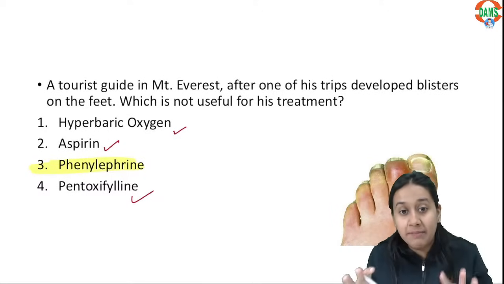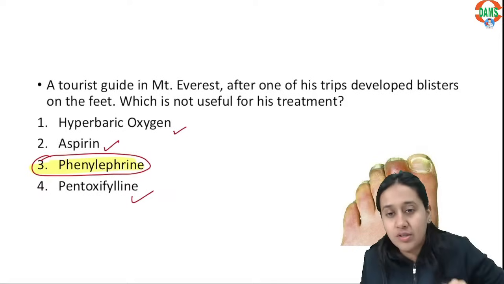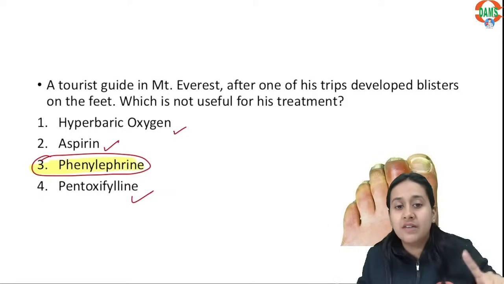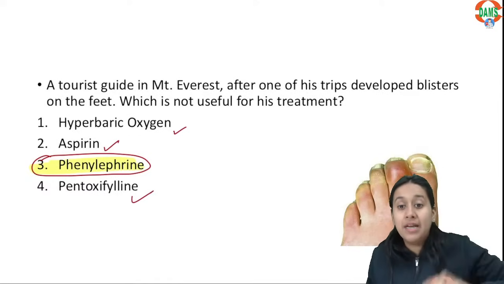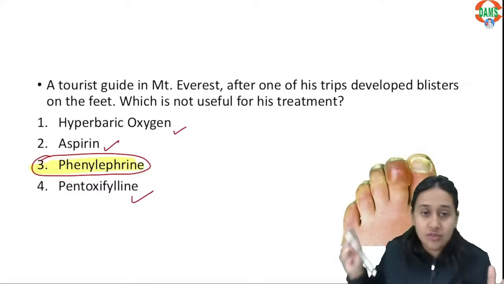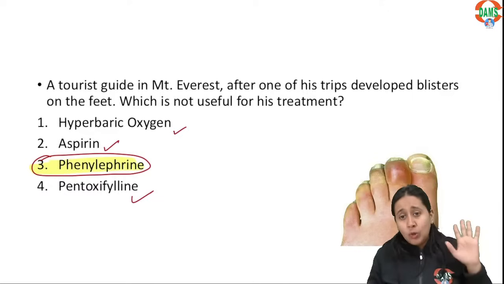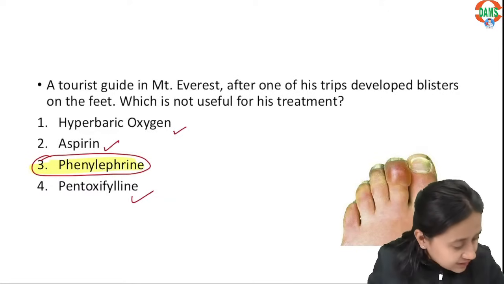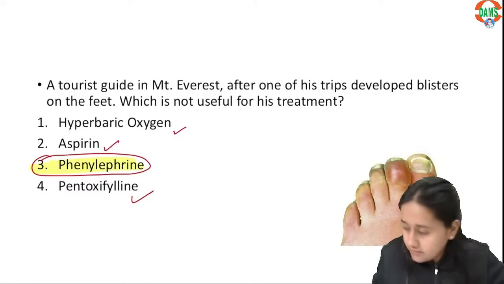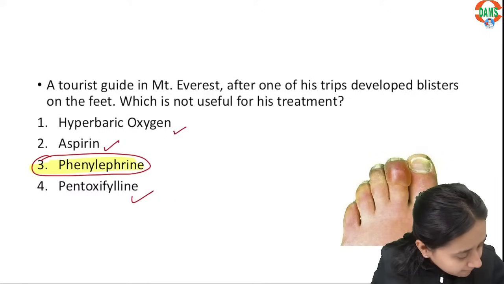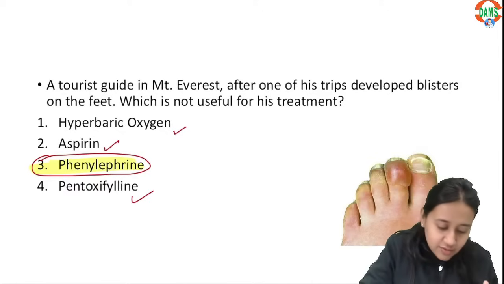is considered to be a preferred treatment modality. But phenylephrine, which is a vasoconstrictor, you will never give this drug because it will further worsen the condition by causing more and more vasoconstriction. So please remember, the correct answer is option number 3 for this question. Can I get a quick thumbs up for this, everyone? Okay, done. So we are done with this question.